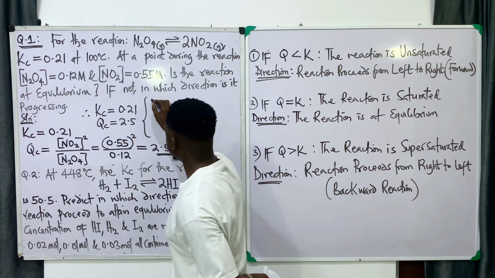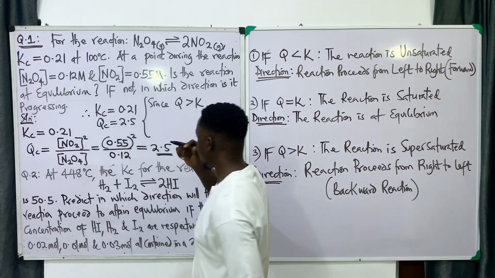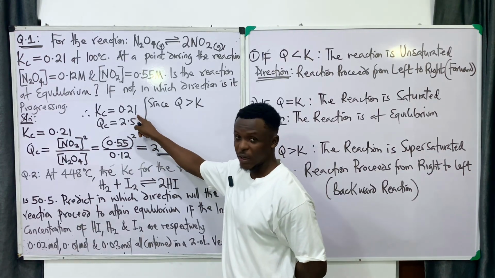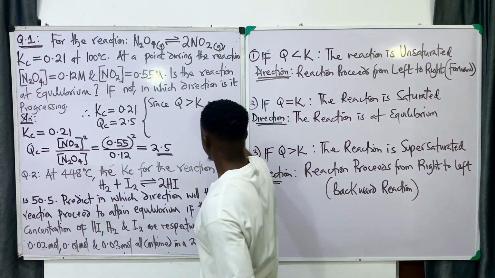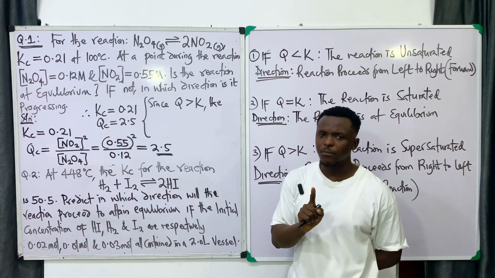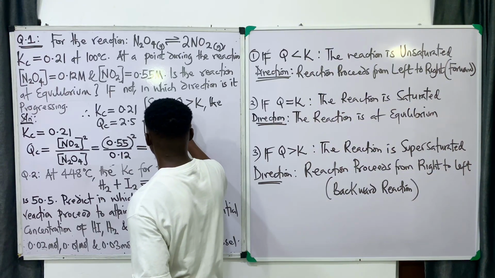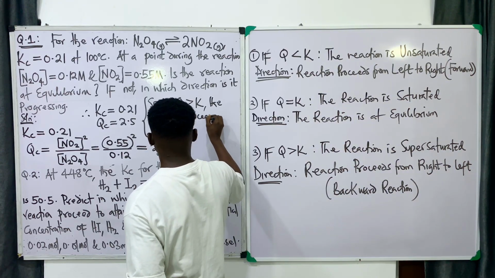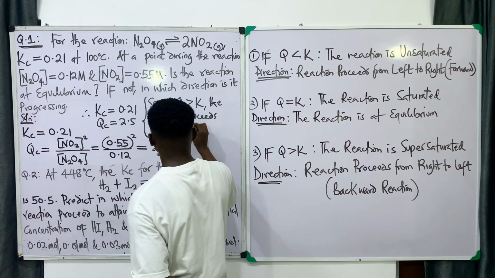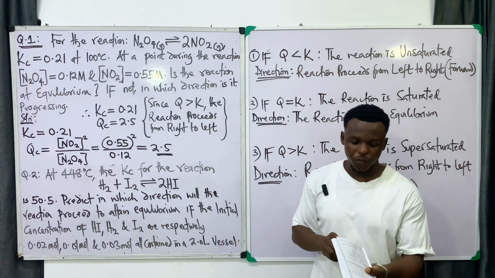You now say, since Q is greater than K, because our Qc is 2.5 here, and our K is 0.21. So since Q is greater than K, the reaction is not at equilibrium. No, it's not at equilibrium. The reaction will proceed from right to left, and that is a backward reaction, class.